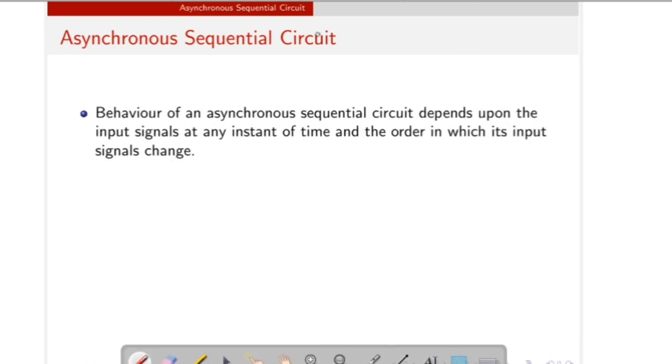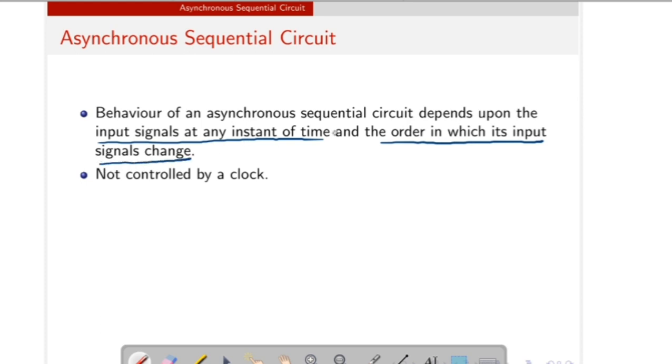Next is the asynchronous sequential circuit. An asynchronous sequential circuit is not controlled by a clock signal. The behavior of the asynchronous sequential circuit depends on the input signals at any instant of time and the order in which its input signals change. That means the output depends only on the input signals at any instant of time and the order in which the input signals change their state. There is no clock signal.